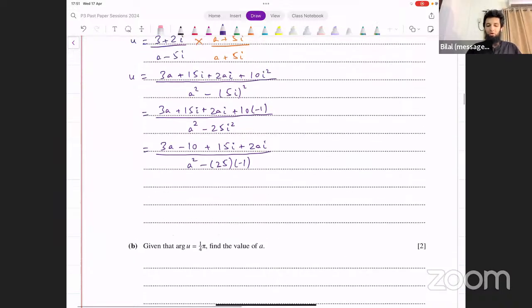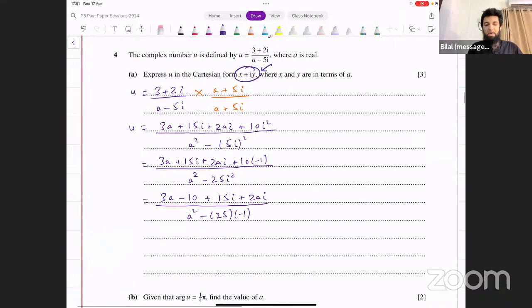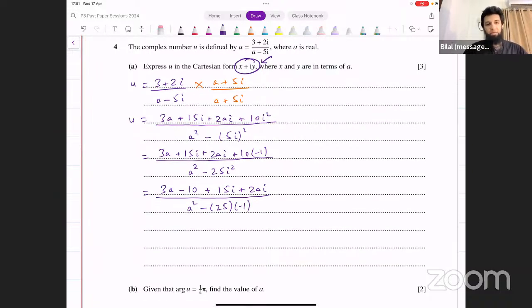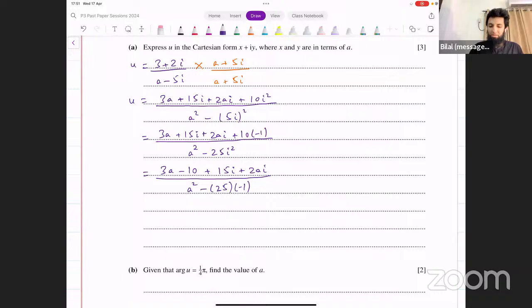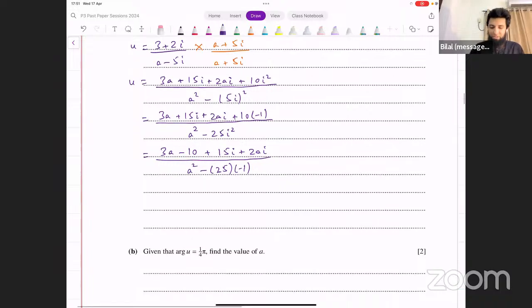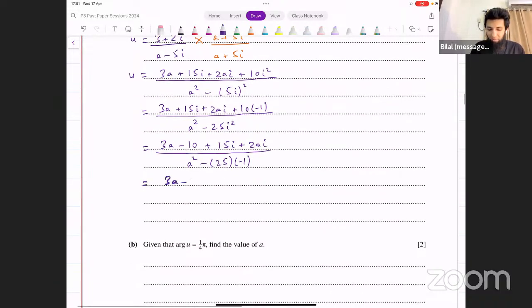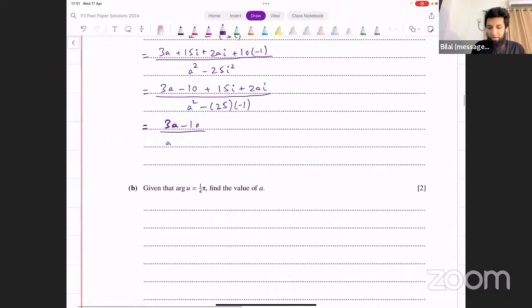Okay. And now you want to write it in this form, x plus iota y form. Now, real part should be separated and the imaginary part should be separated. You should write this as two separate terms. Real part separate, imaginary part separate. Now, what's the real part? You can see the denominator is all real now. We have gotten rid of iota from the denominator. In the numerator, these two terms are real. These two terms are imaginary. So we would write the real part separate. We would say this is 3a minus 10 divided by a squared plus 25. That's what you have as the real part.